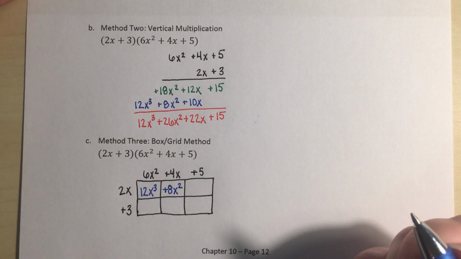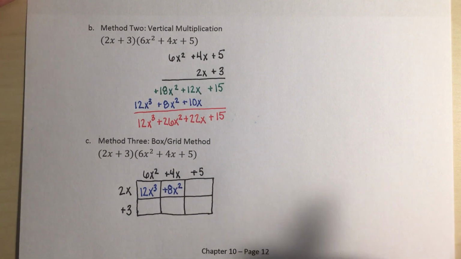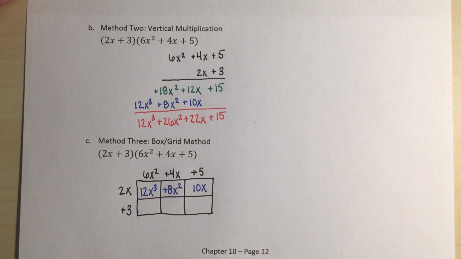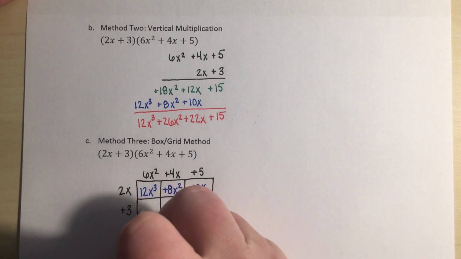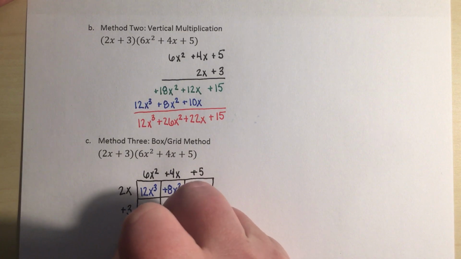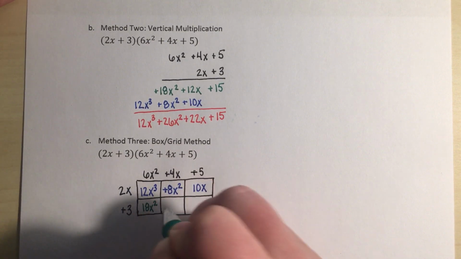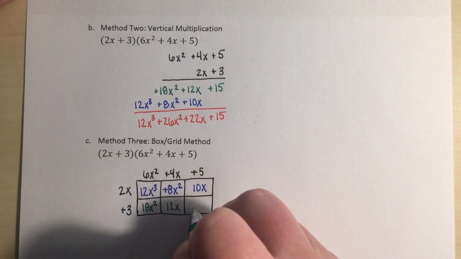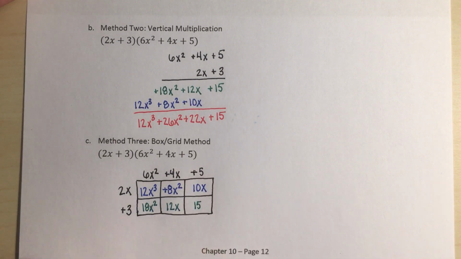If you want to write the positive sign in there, you can. If it starts to get a little too cramped, you can leave it out. 2x times 5 is going to give us a 10x. I'm just going to leave out the rest of our positive signs. Again, if you're dealing with negatives, make sure you get those in there. 3 times 6x squared is going to give us 18x squared. 3 times 4x is 12x. 3 times 5 is 15.